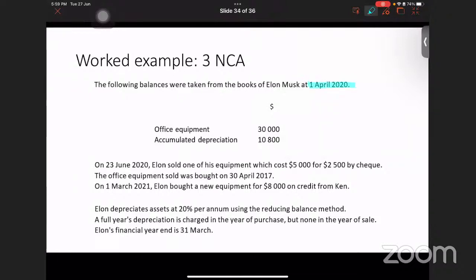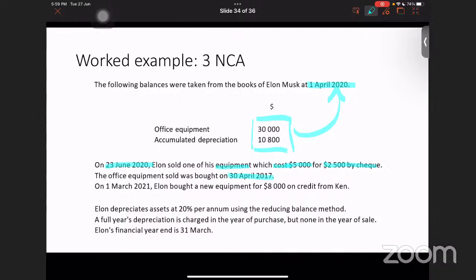First April, we have these figures. So I know that these figures are meant for 1st April 2020. Then they say that on 23rd June, they sold one of the equipment for this amount, costing this amount. So my cost is 5,000, and we received a 2,500 check for selling this equipment. This equipment sold, we bought it on 30 April 2017.